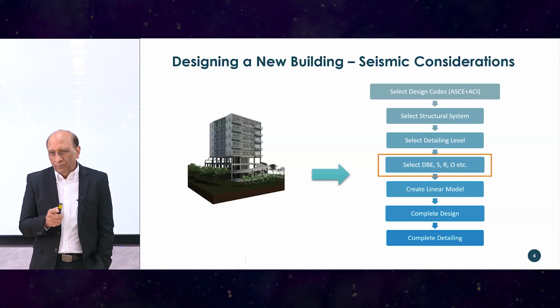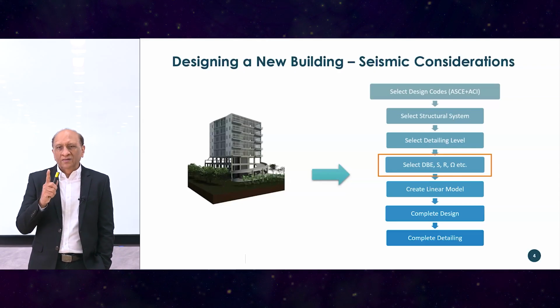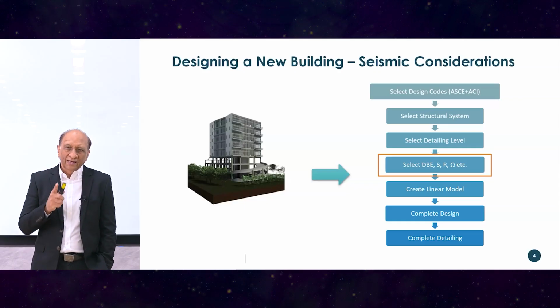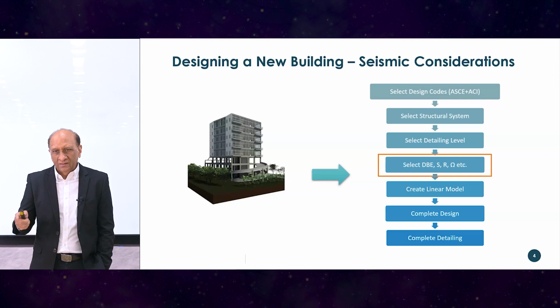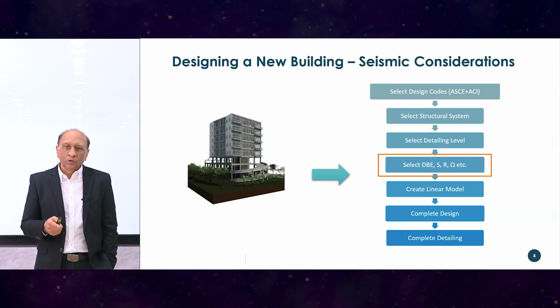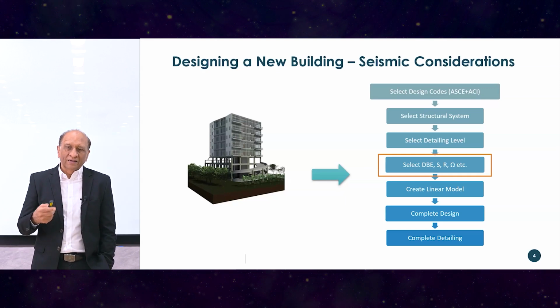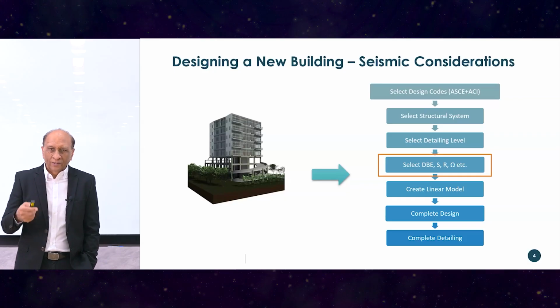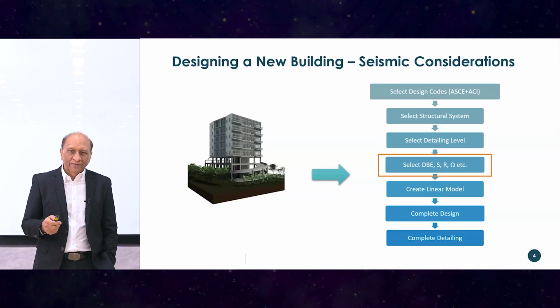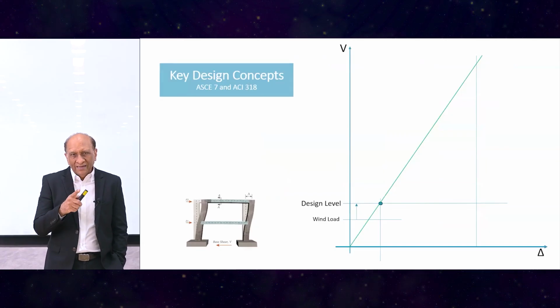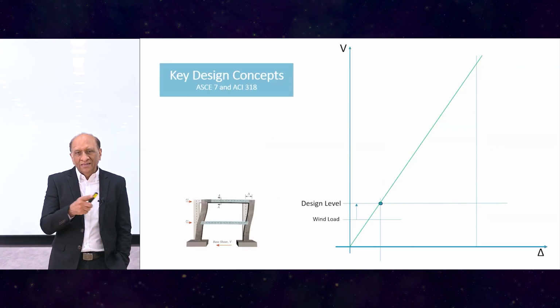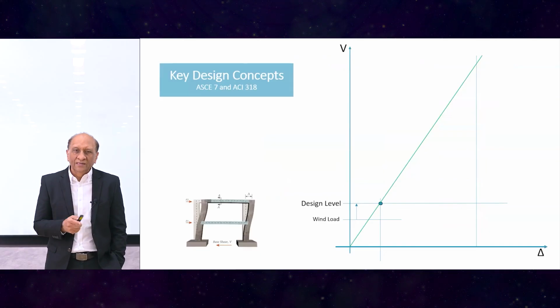And the most important factor here, which will govern everything for earthquake, is the selection of these factors: the spectral acceleration of the seismic zone in some codes, the design basis earthquake levels, the R and omega factors, and so on. We talked about them in a number of webinars before. So let me just remind you that for ASCE and ACI and other codes, the design level is set at roughly the yield point.